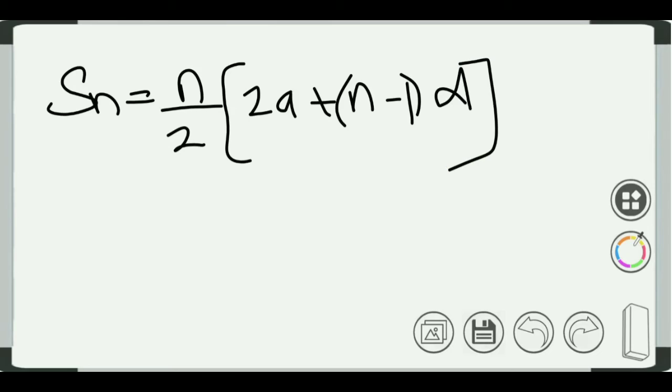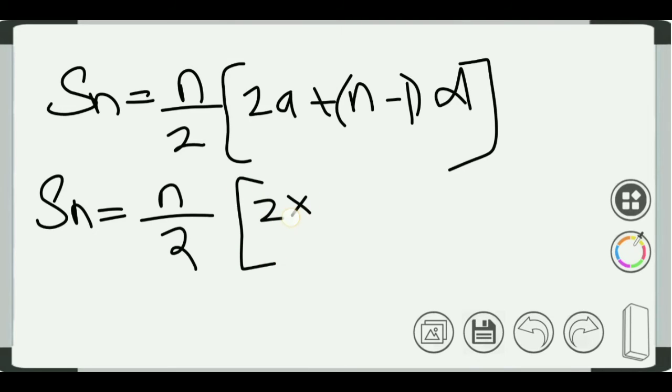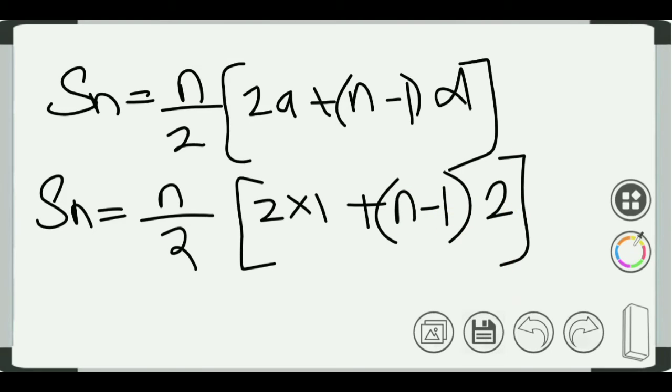Okay, we need to find the sum of first n terms. That means we don't need to give the value of n. Sn is equal to n by 2. Other than n, give values for everything, that is a and d. n by 2 into 2a. a is what? 1. 2 into 1 plus n minus 1 into d, 2.